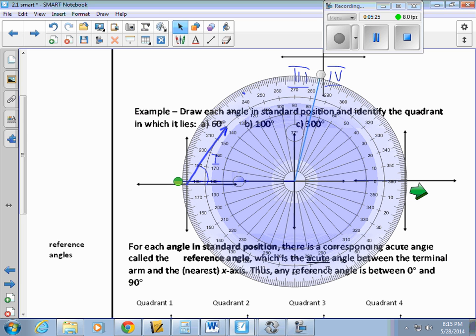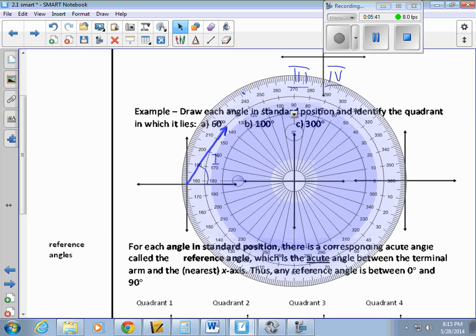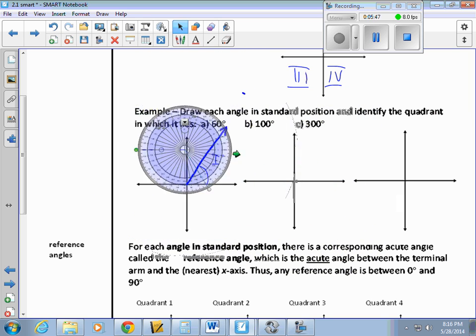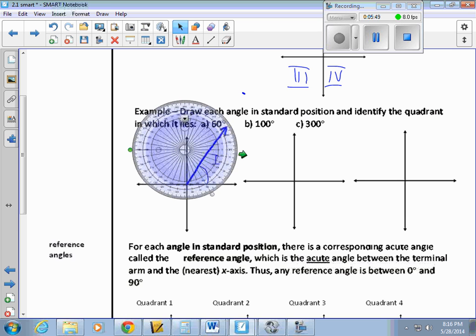Give this a spin. You can see my numbers are changing. There's 290, so there's 300 right there. So 300 degrees is into quadrant 4. It takes me a while to remember what to do. So 300 degrees was approximately right there. So this is in quadrant 4. So that's C.